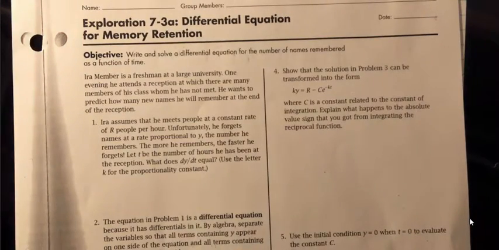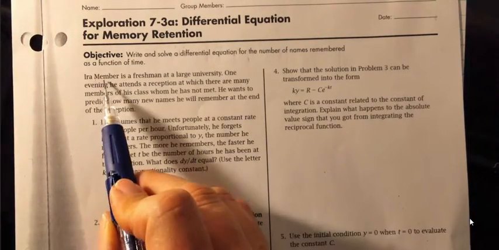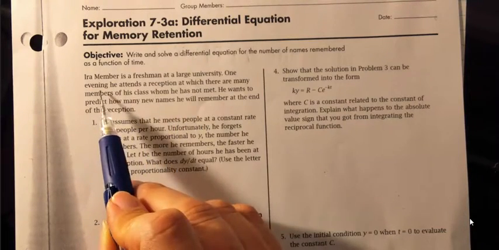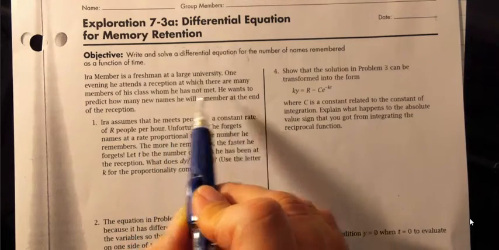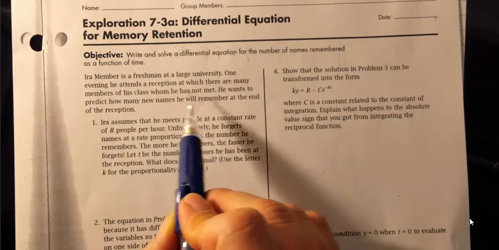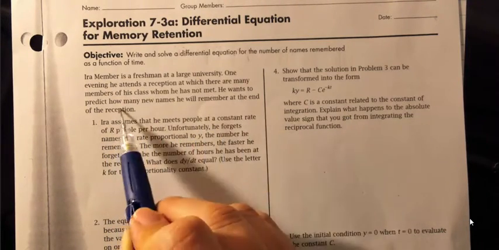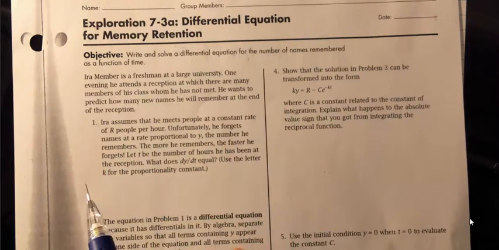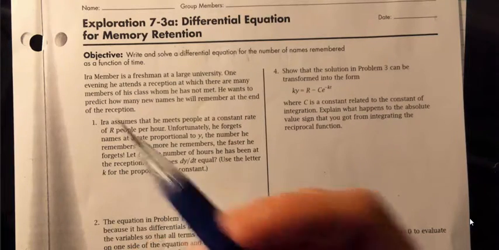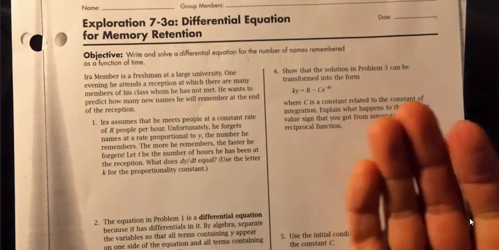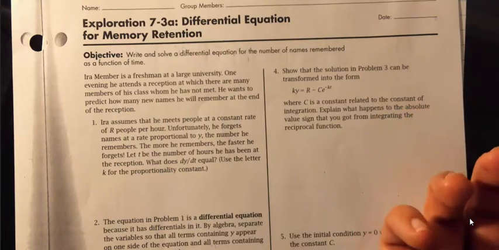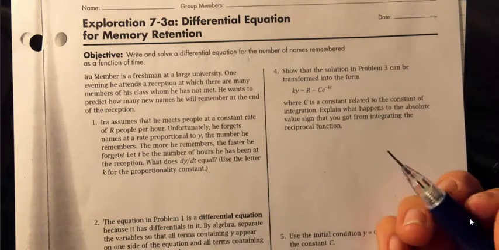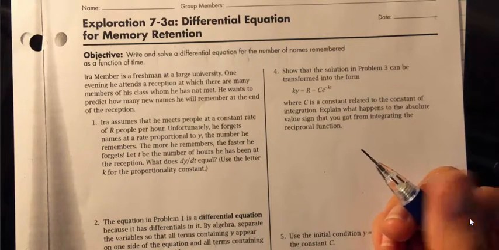All right. So we've got Ira Member is a freshman at a large university, and one evening he attends a reception at which there are many members of his class whom he has not yet met. He wants to predict how many new names he will remember at the end of the reception. And you're probably telling Ira, get a life, right? Well, it's a good way to deal with rates of change, and that's what calculus is all about. So we're going to use rates of change in differential equations to come up with a model.